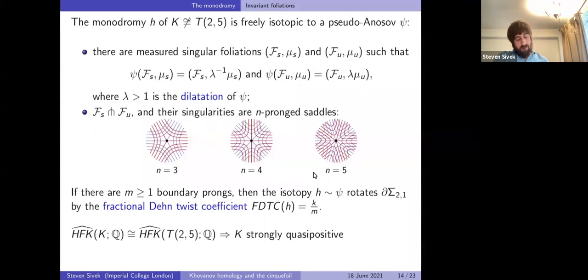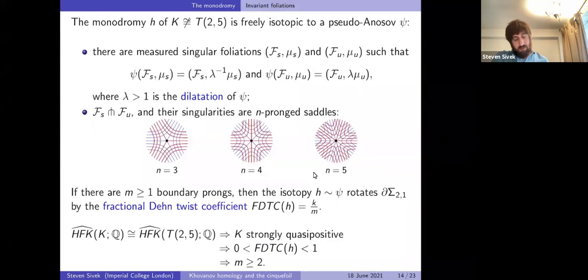Now, another thing we can deduce from knowing the knot Floer homology matches that of T(2,5) is that K is strongly quasi-positive. This has a couple of definitions, but my preferred one is that, given that it's fibered, the open book decomposition of S3 induced by this fibration supports the tight contact structure on S3. And if you know it's strongly quasi-positive, then you can show that the fractional Dehn twist coefficient is strictly between 0 and 1, but it has to be a multiple of 1 over m, and so m has to be at least 2.